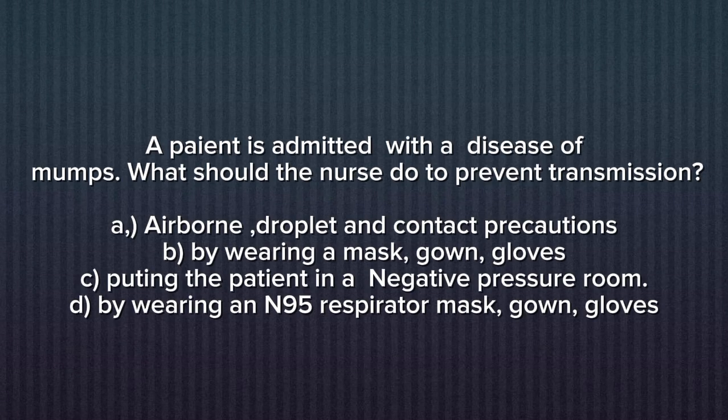A patient is admitted with a disease of mumps. What should the nurse do to prevent transmission? A. Airborne, droplet and contact precautions. B. By wearing a mask, gown, gloves. C. Putting the patient in a negative pressure room. D. By wearing an N95 respirator mask, gown, gloves.